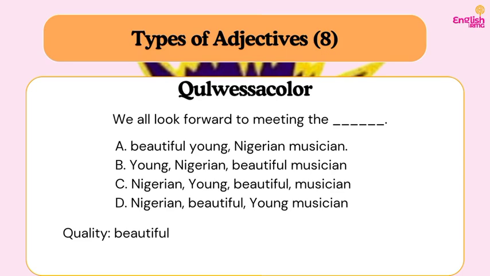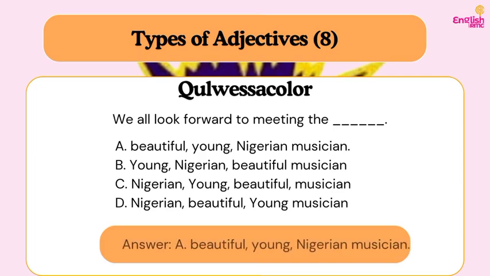Then the next thing on the list is what? Age. Cool weather color, age. So we don't know the exact age, but there's something related to age, which is what? Young. Do you understand? So we have beautiful, young. So the next thing is what? Color. We don't know the color. The last thing is origin. Yes, we were told the origin, which is what? Nigerian. So our order is beautiful, young, Nigerian.